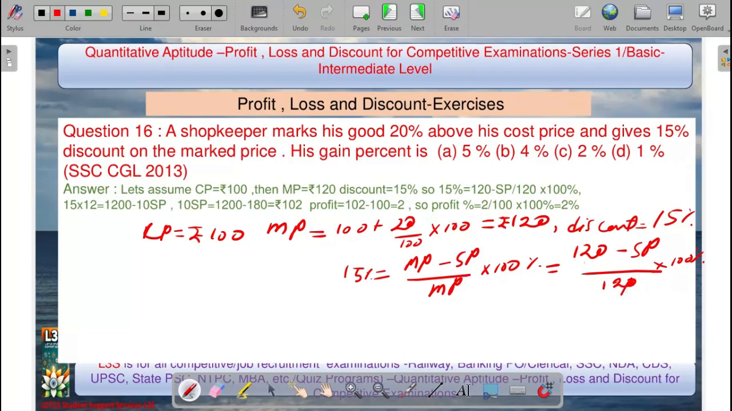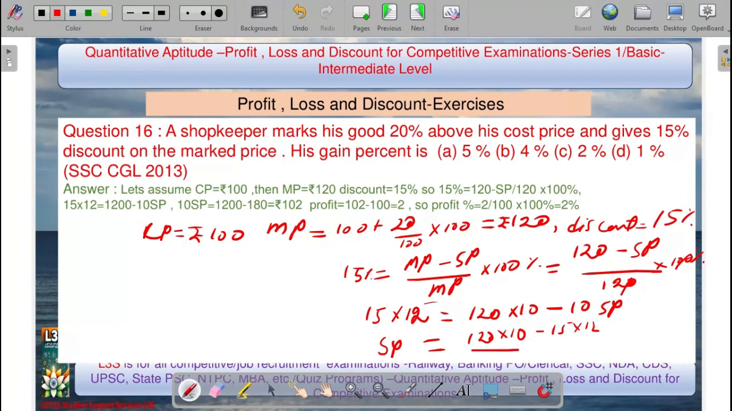So simplify: 15 into 12 is equal to 120 into 10 minus 10 SP, so we take 10 SP here, and SP we can find out as 120 into 10 minus 15 into 12 by 10, and this will get 102. That is the SP.